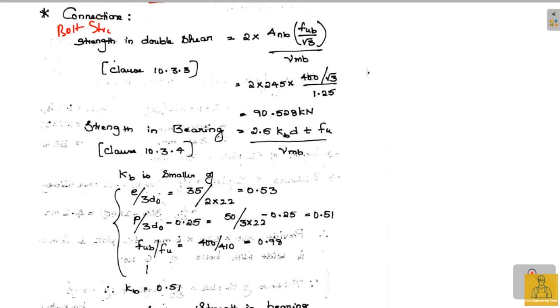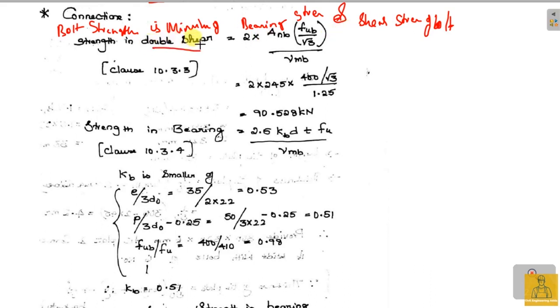Okay, let me write this here. Bolt strength is the minimum of bearing strength and shear strength of bolt. Of course, you have to check whether it is single shear or double shear. That is, whether there is one shear plane or two shear planes. So in this case it is double shear because I am overlapping each other.